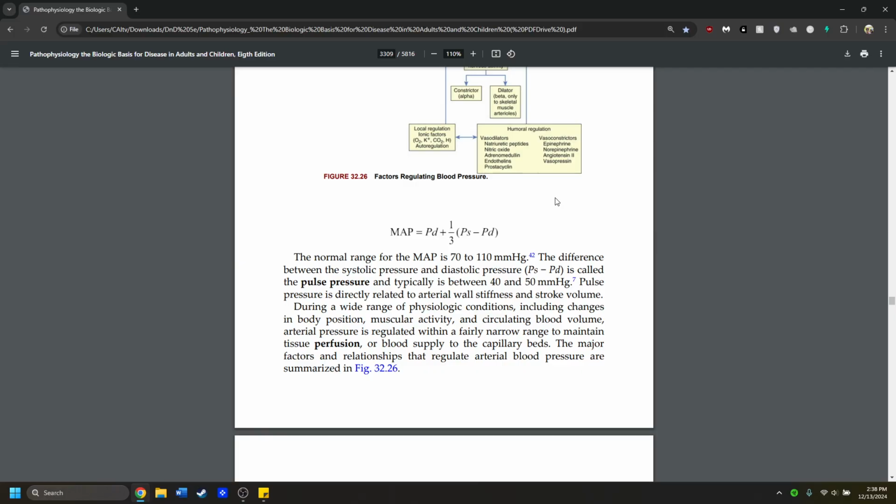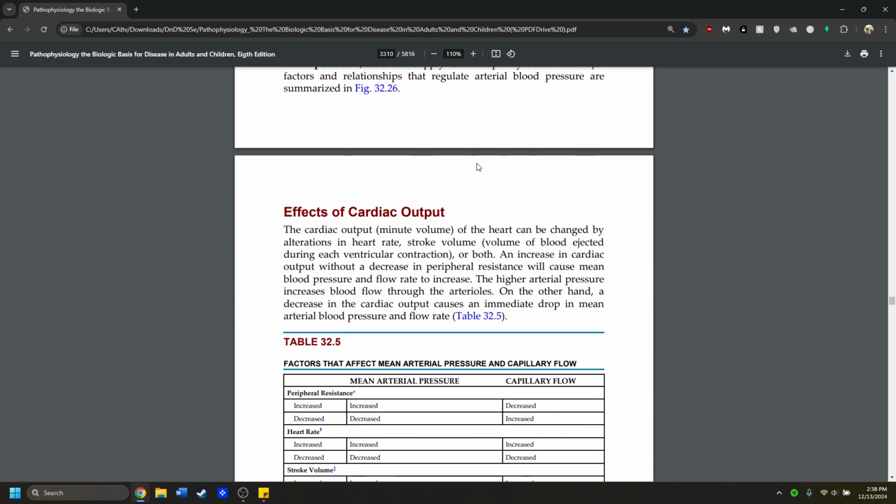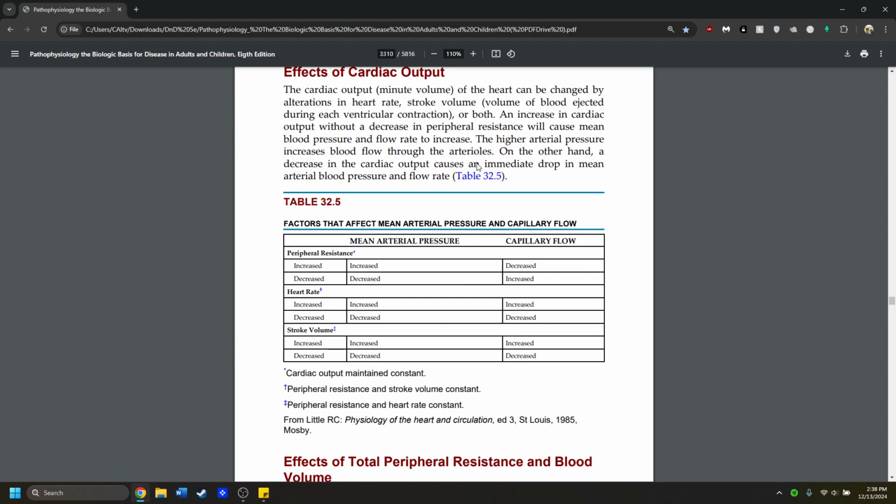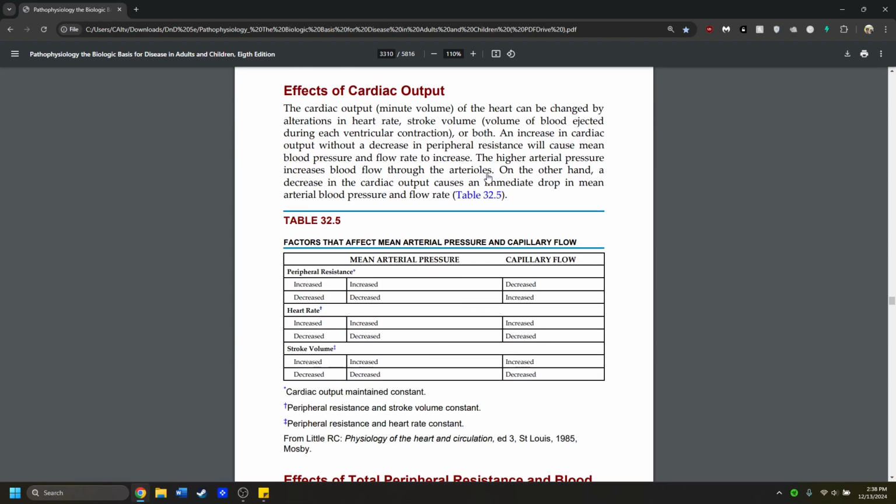During a wide range of physiologic conditions, including changes in body position, muscular activity, and circulating blood volume, arterial pressure is regulated within a fairly narrow range to maintain tissue perfusion, or blood supply to the capillary beds. The major factors and relationships that regulate arterial pressure are summarized in 32-26.